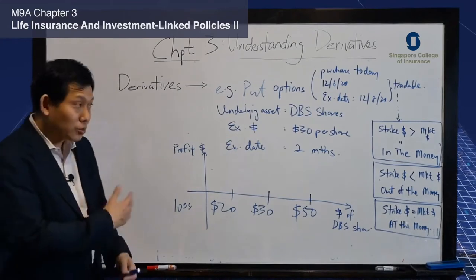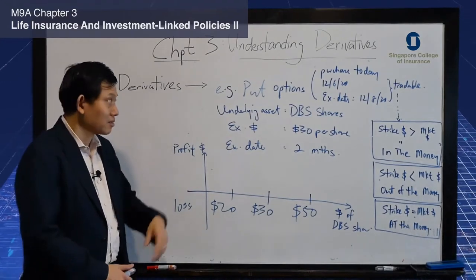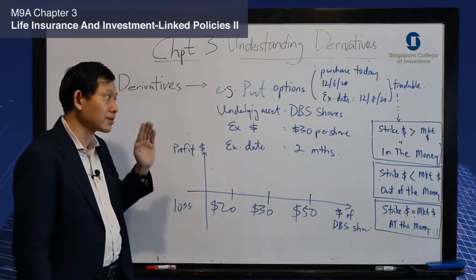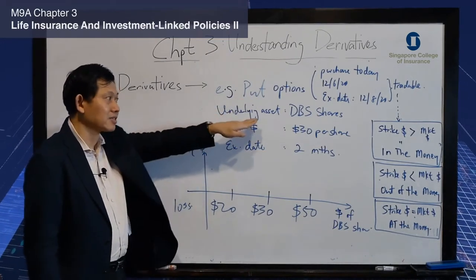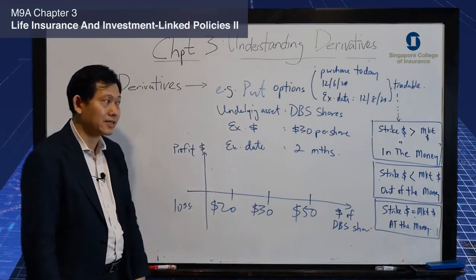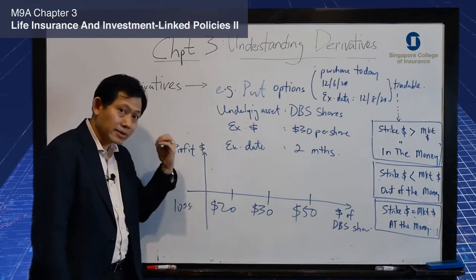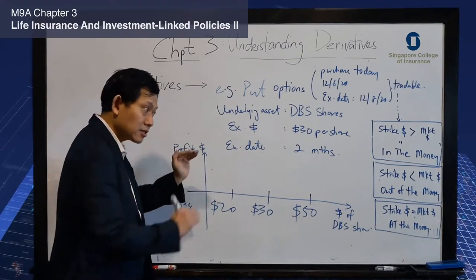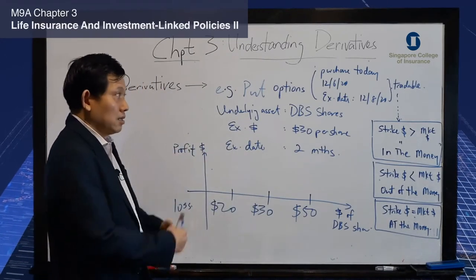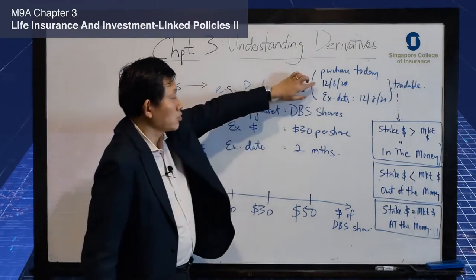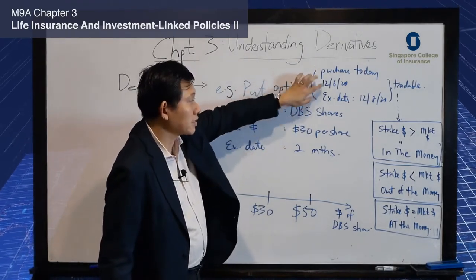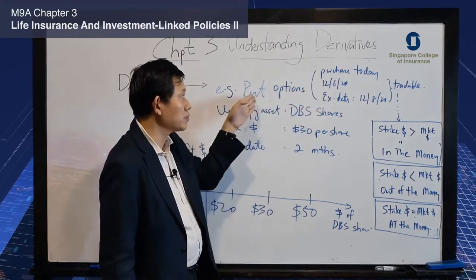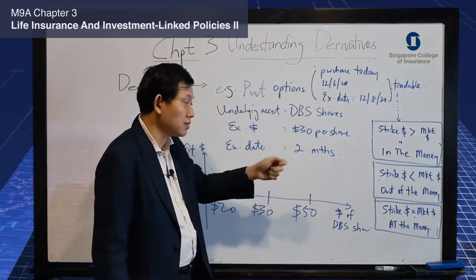Okay, just now we talked about call option. Now I just changed the term into a put option. What is a put option? It grants you the right to sell the underlying asset of DBS share at $30 per share in 2 months down the road. The right to sell. That means you fix the selling price today. Exercisable in 2 months' time. Similarly, you purchase this particular contract today, with the exercise date in 2 months down the road. In between now and the exercise date, this piece of contract is tradable.